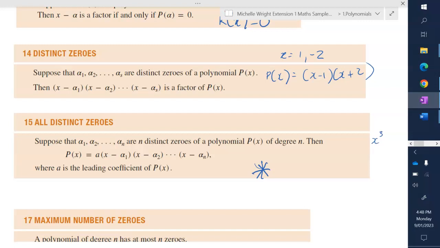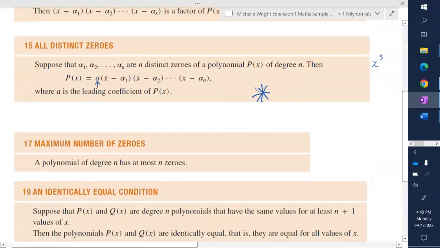So if there are n distinct zeros, from alpha 1 up to alpha n, of some polynomial of degree n, then we're saying that the polynomial is equal to some constant a times what we talked about up here, the factors, x minus alpha 1, x minus alpha 2, all up to x minus alpha n, where a is the leading coefficient of the polynomial. The thing to note, the difference between these two, is that we're incorporating this a in here. I want you to think about that one, and we'll look at those examples in a moment.